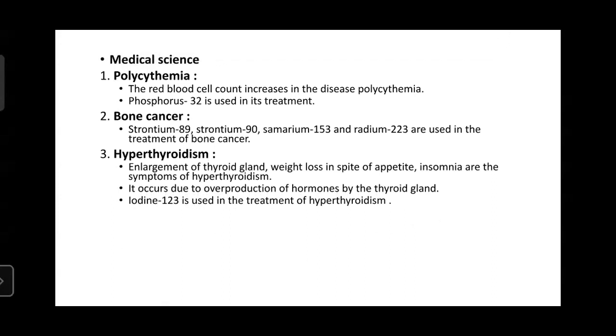Hyperthyroidism: enlargement of thyroid gland is the first symptom. Second, weight loss in spite of appetite. Insomnia is also one of the symptoms of hyperthyroidism. It occurs due to overproduction of hormones by the thyroid gland. Iodine 123 is used in the treatment of hyperthyroidism.